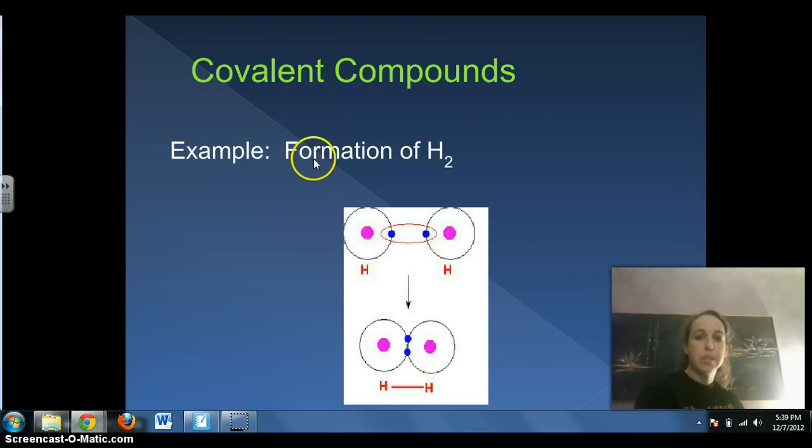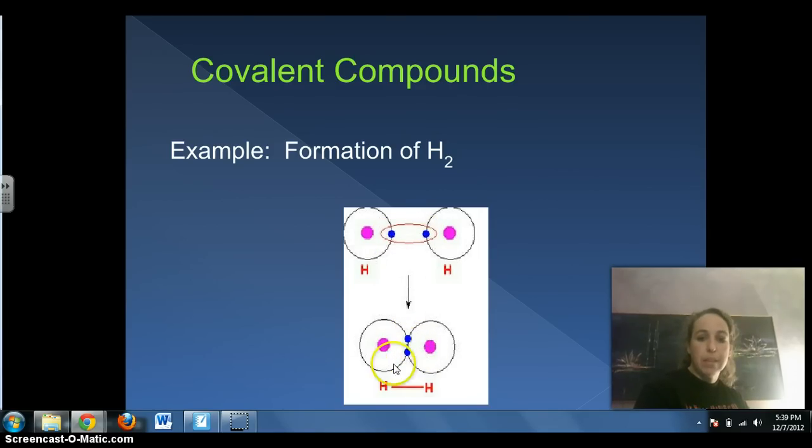All right, so let's look at the formation of hydrogen. So H2 is a compound formed by a covalent bond. So hydrogen only has 1 electron. So it has 1 electron in its outer shell, in each outer shell. If you remember, the first shell of electrons only needs 2 electrons. So it only needs 1 more in order to be stable. But neither one of them has enough power to actually take it from the other, so they share.